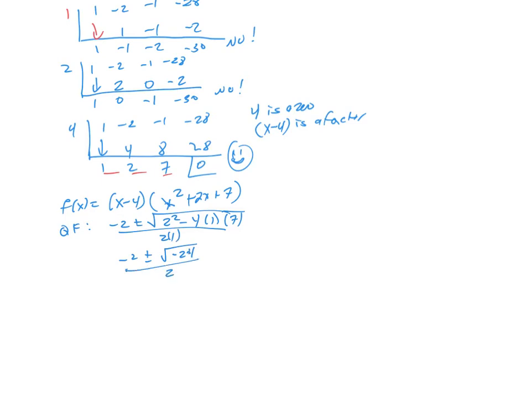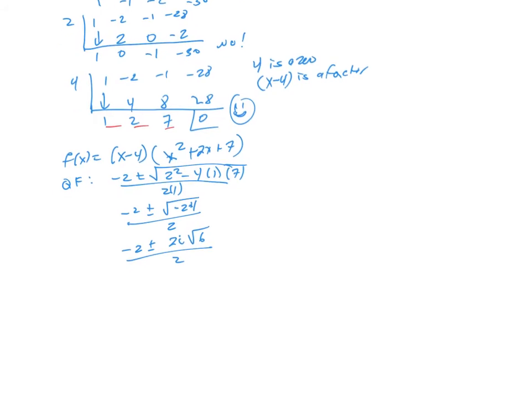Negative 24 over 2. So it's negative 2 plus or minus the square root of negative 24. I'm going to pull out an i. And 24 is 4 times 6. So I'm going to pull out 2i, leaving us with radical 6, over 2. And then we can divide everything by 2. So that'll leave us with negative 1 plus or minus i radical 6. So our goal was to write the zeros. So we have 4, the first one we found, and then negative 1 plus or minus i radical 6. So we found 3 zeros.